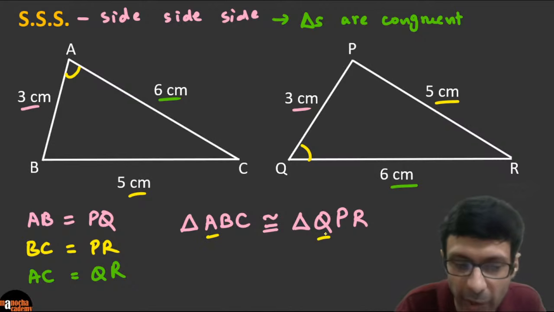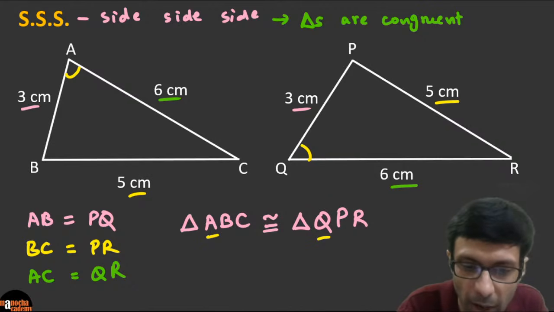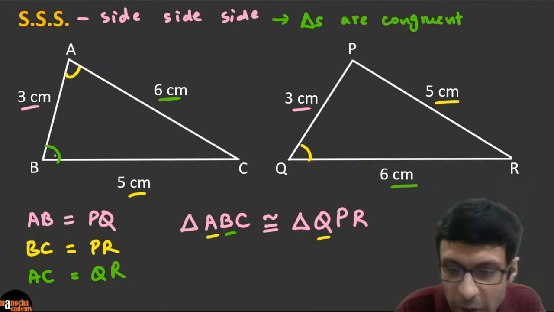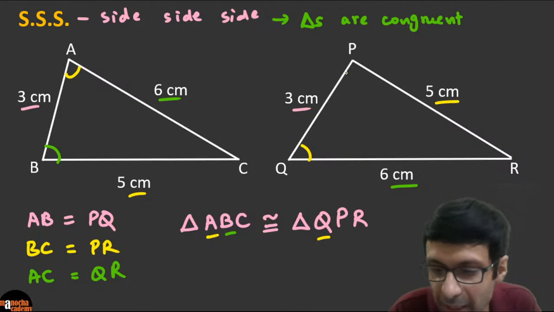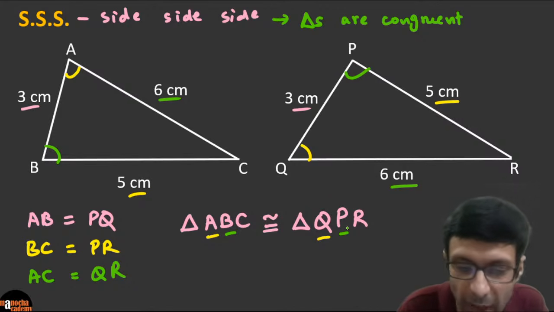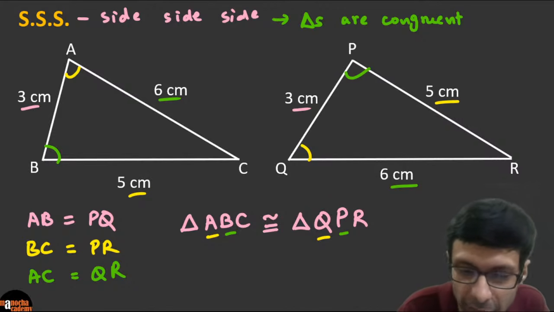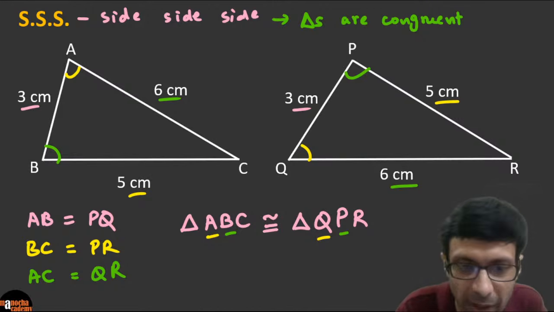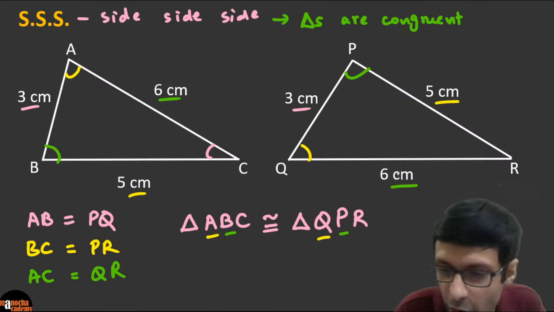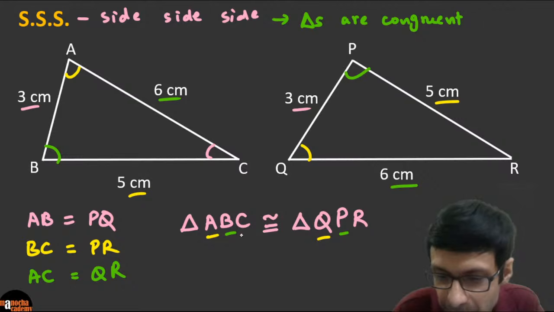What about the next one? You have the angle B, right? The angle B, who is it going to correspond to? Opposite to the 6 centimeter. So angle P, right? And that's what you can see from here. And what about C? The last one left is angle C here, right? So angle C is going to correspond to angle R.